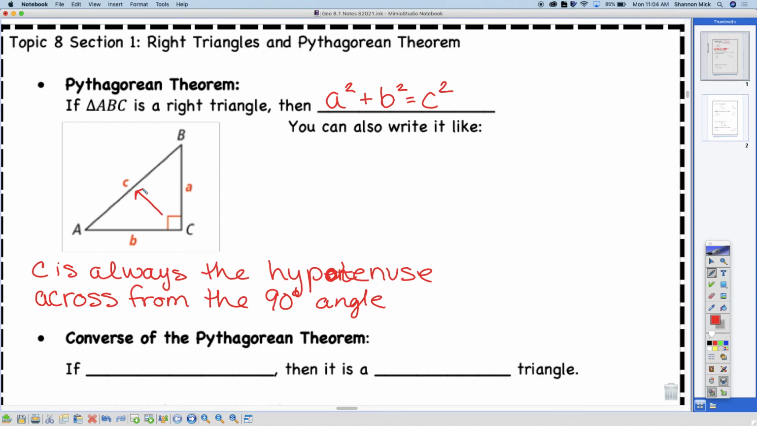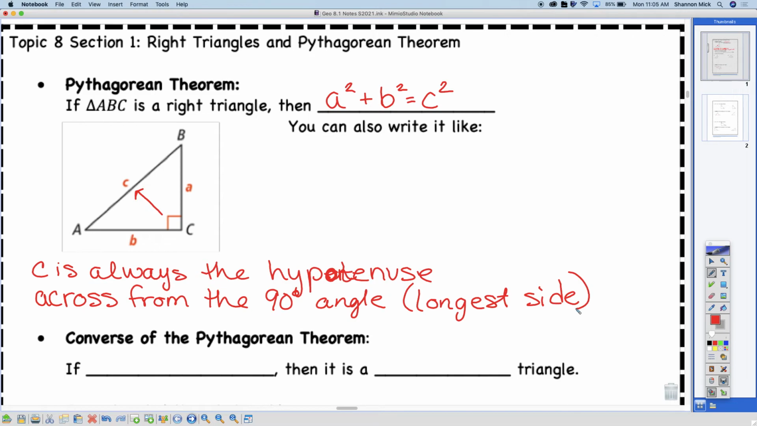I've heard some teachers say they tell their kids A is always the shortest leg or B is always the shortest leg. But does it really matter? No. C has to be what? The hypotenuse, which is the longest side. Add that if you don't remember, because you're going to need to know that. C is always the longest side. It is always the hypotenuse.